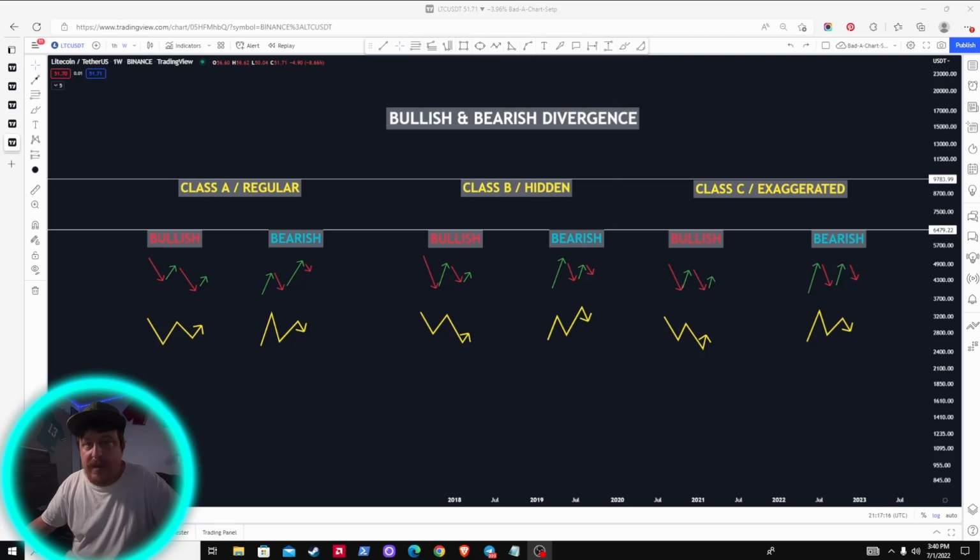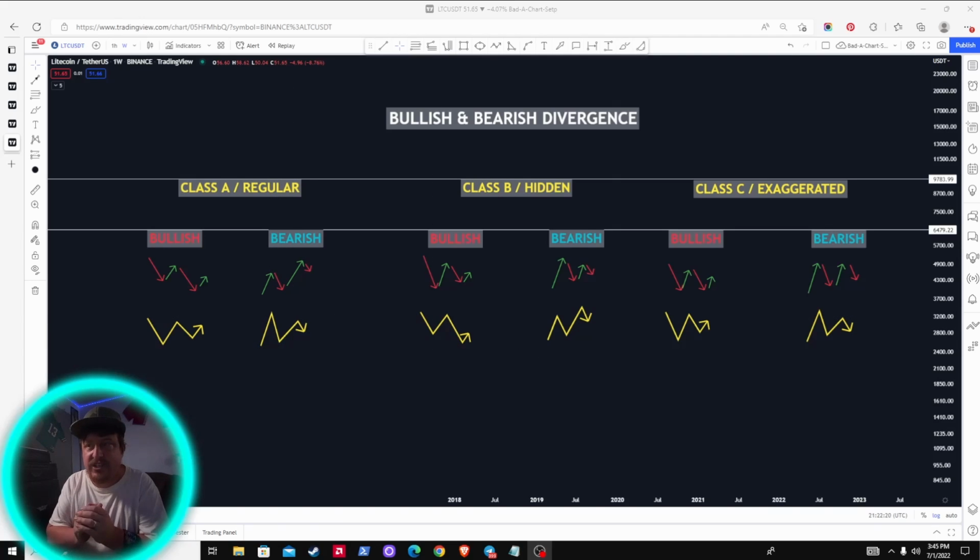And again, just remember that if it's bullish, you're looking at the bottom of price action, usually in a downtrend. And if there's a low and a lower low on price action, but a low and a higher low on RSI or other indicators, that's obviously bullish Class A divergence. And bearish is on the top of price action, typically in an uptrend, where you have a high and a higher high, but the RSI did not match up. It put in a high and a lower high.